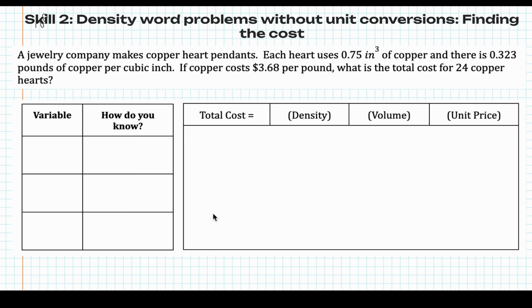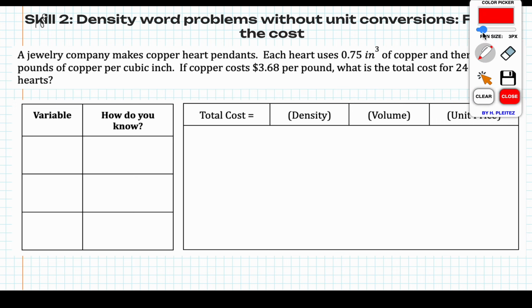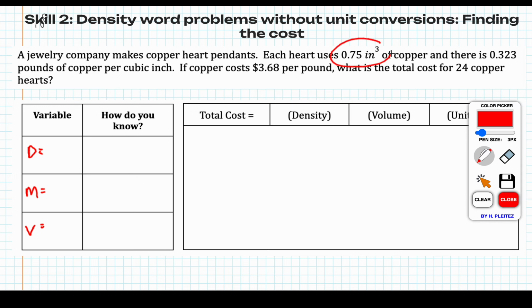Now, in this next skill, we're going to use the same concept of finding the mass of our situation, but now we're going to be finding some costs. So again, annotating is going to be your best friend. We make our list of variables. Our list of variables, we have our D, M, and V, just like you're going to get your permit, and let's annotate. So a jewelry company makes copper heart pendants. Each heart uses 0.75 cubic inches of copper. Now that is a volume measurement, because we have those cubic inches.